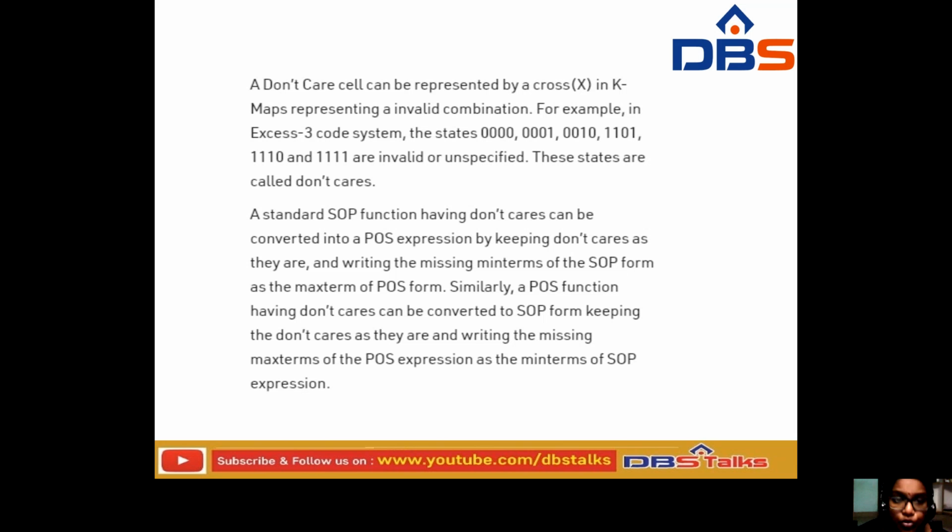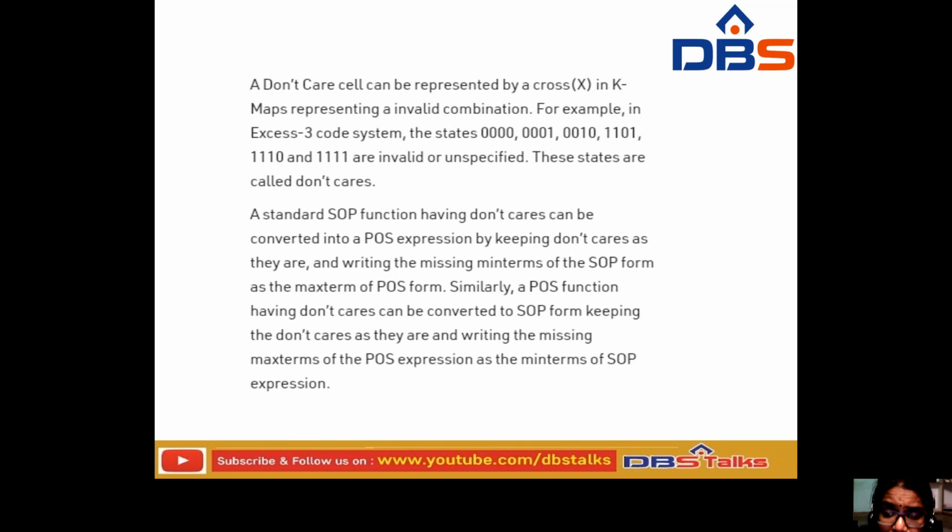Here, the don't care cell must be represented by using the cross mark. If it is the excess-3 code system, these states are like 0, 1, 10, just like that. If it is unspecified, then we say these are called don't cares, so we should not care about those things. A standard sum of products function having don't cares can be converted into a POS expression simply by keeping the don't cares as they were and writing the missing min terms of the sum of products form as the max terms of the product of sums form. Similarly, we can convert a product of sums function having don't cares.